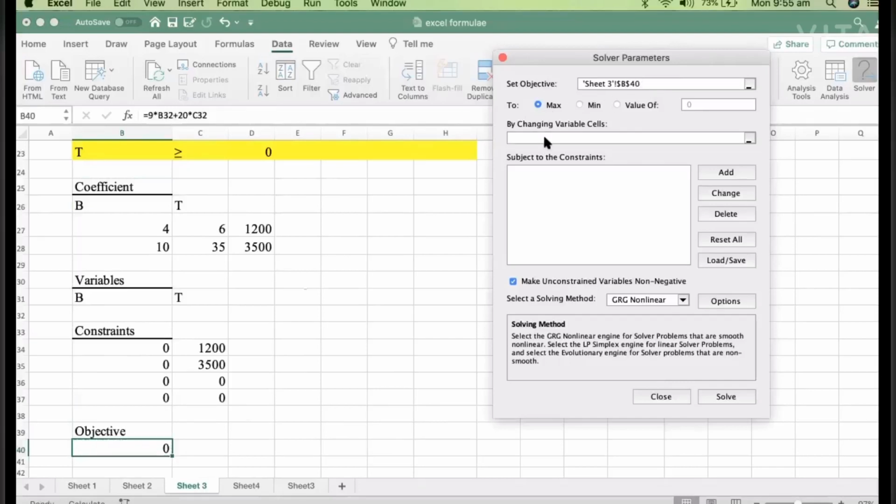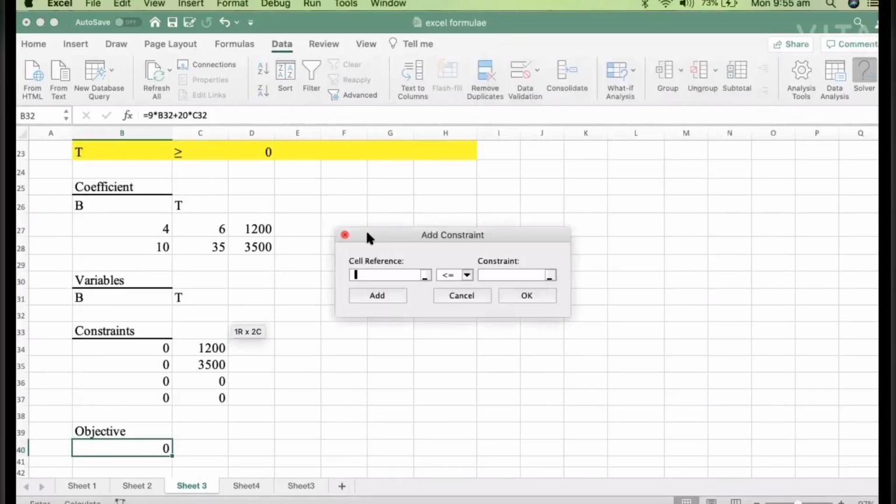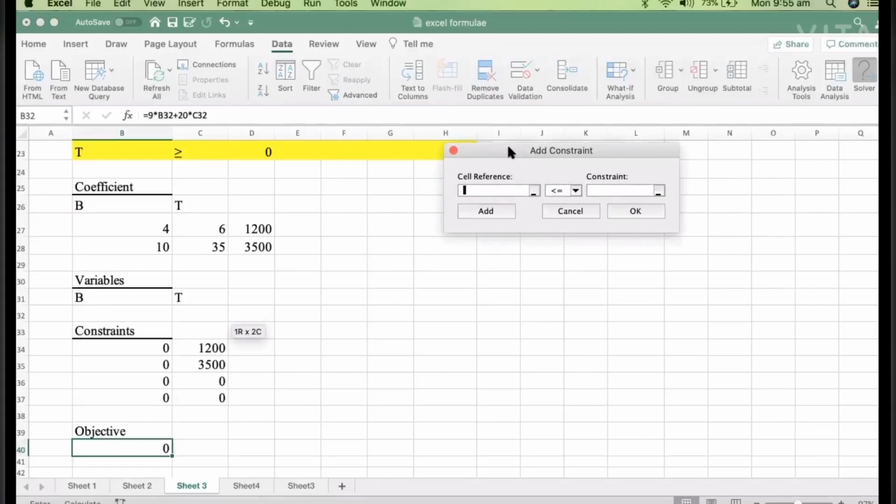The next thing is the changing variable. Which variables are we going to change? This and this. The changing variable means the value of variables we are going to find out. The next one is constraints. Subject to constraints means my limiting factors that are limiting me to a particular point. So this one is limiting me to 1200. It should not be more than 1200. The second one is this one.